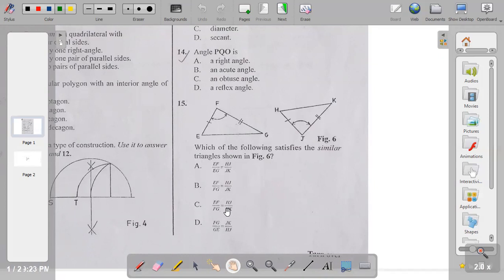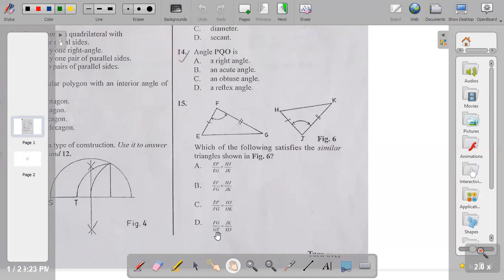C says EF equals HJ, okay? FG equals HK, HK, no. FG is not equal to HK.